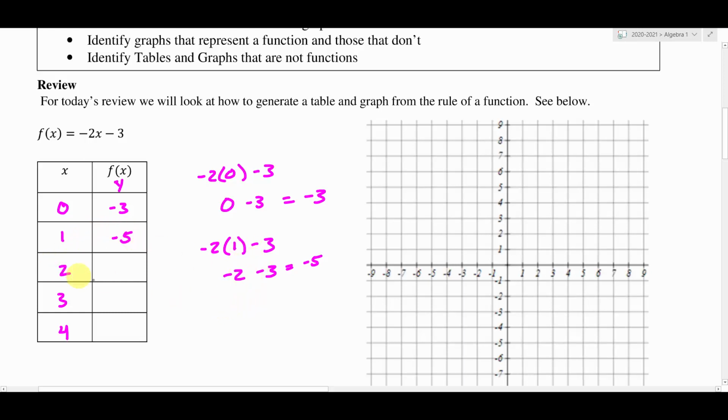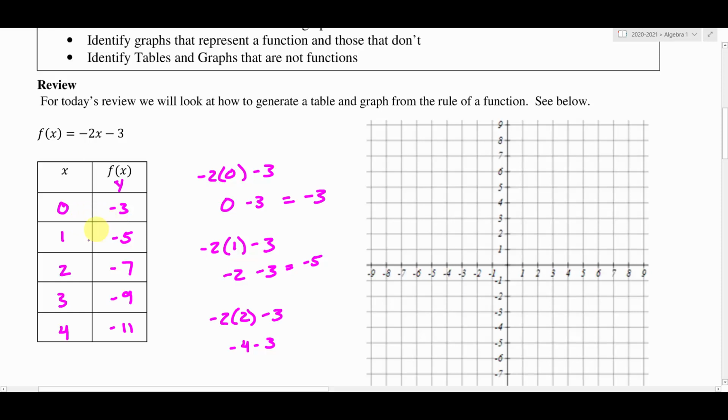Now I'm going to do it again, this time with a 2, so we've got negative 2 times 2 minus 3, and negative 2 times 2 is negative 4, and negative 4 minus 3 is negative 7. So maybe at this point you're starting to recognize a pattern in the table, and I hope that if you do, you use the pattern to your advantage. You might notice that we're going 3, 5, 7, so it looks like we're going with the odd numbers here, and we're going down by 2, so this next one should be a negative 9 and then a negative 11, using the pattern that I saw from the first 3.